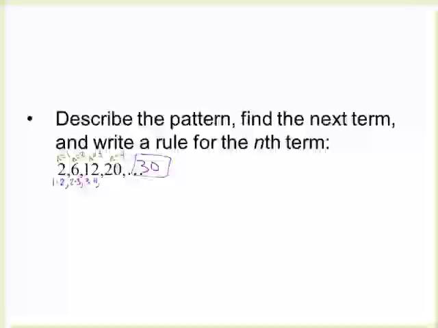And what could 20 be? 4 times 5. And then the one we came up with would be 5 times 6. So it looks like there's something good going on there. So now what we're going to do is compare each part of this to the n value. So the first numbers, 1, 2, 3, and 4, how do those compare to n?